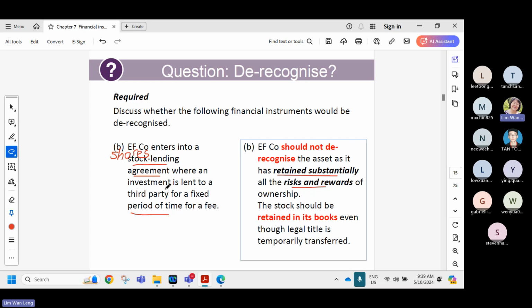That means, let's say once the shares have been returned back or during the interim, when the shares were loaned to a third party, the price of the shares went up. Who is going to reap the benefits? Of course, EF lah, not the third party. So under such cases, the risks and rewards are still retained by EF, and therefore EF cannot de-recognize these assets from the books. Okay, so the stock should be retained in the books even though legal title has temporarily transferred.